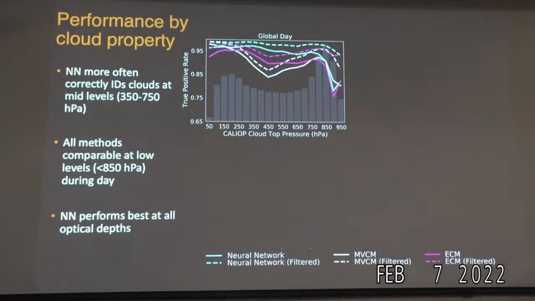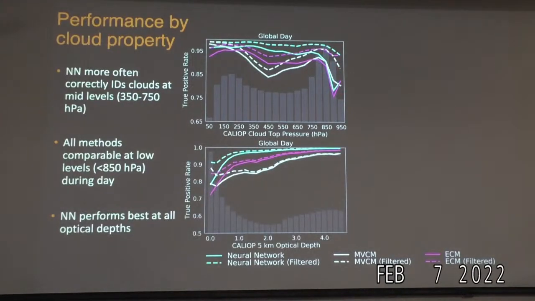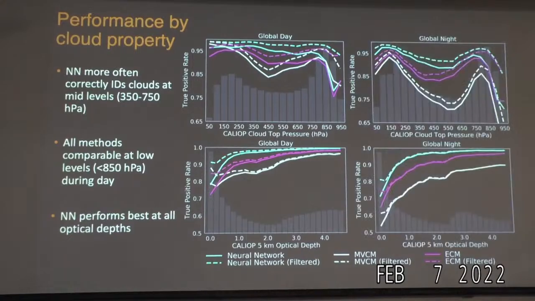Now we'll look at performance by cloud property. Y-axis here is true positive rate, x-axis is CALIOP cloud top pressure. So we see the neural network in teal here identifies a higher fraction of mid-level clouds, similar performance to the operational models at low levels. We can look with respect to optical depth. We see the neural network more often identifies clouds at all optical depths. We can look at the same results for nighttime, similar story.